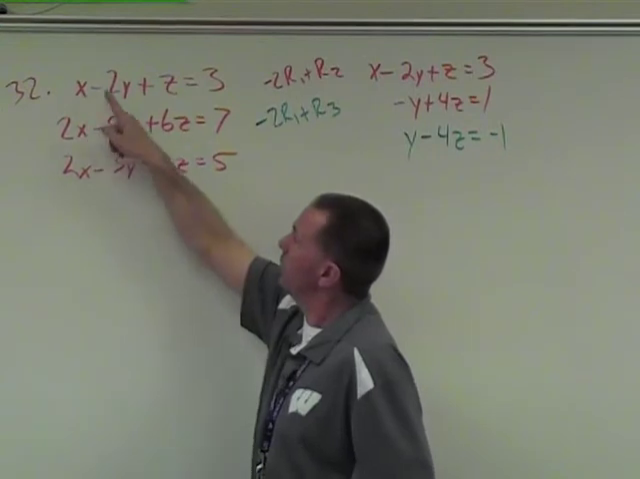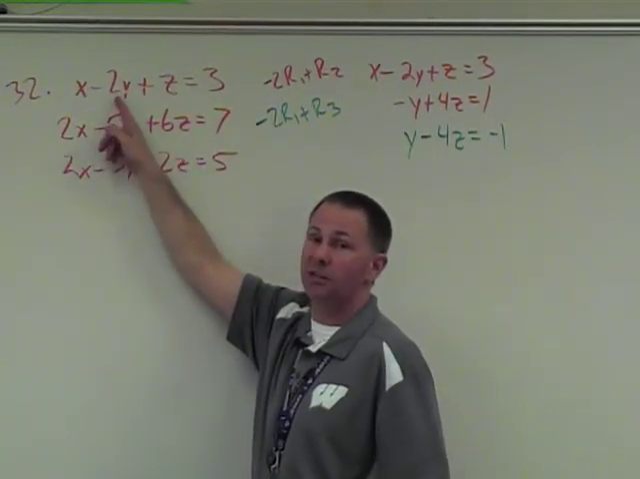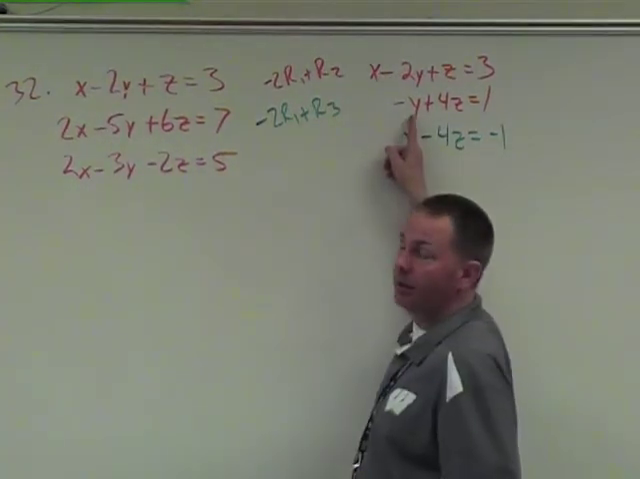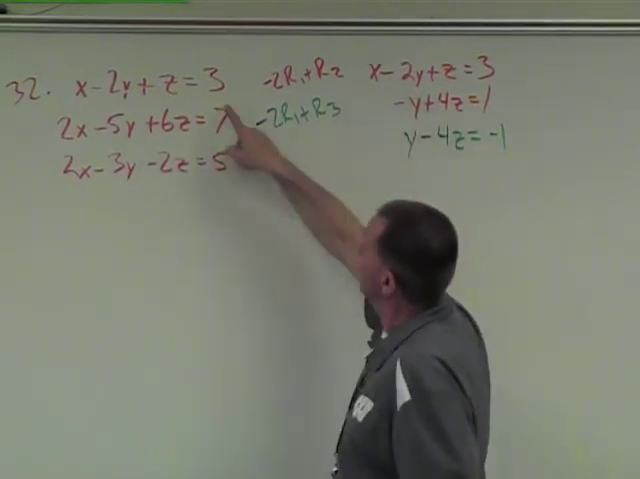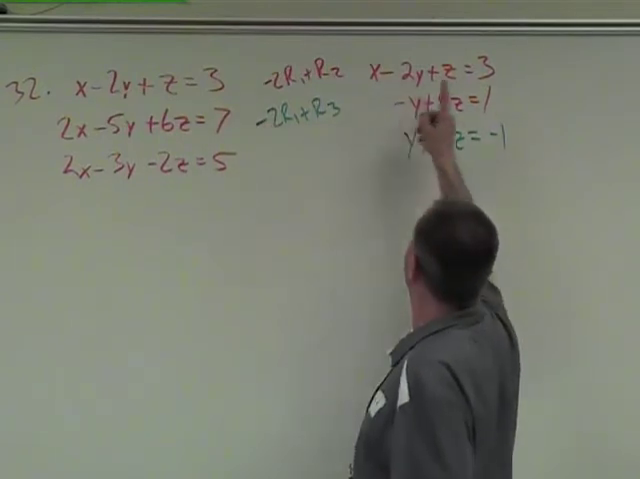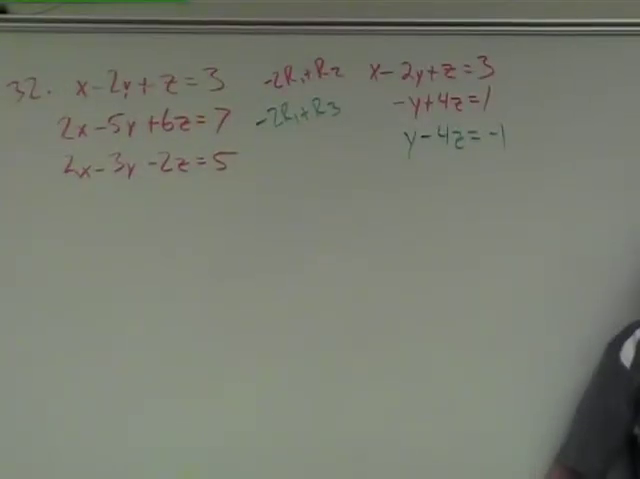Plus row 2. So -2 times each of these, plus this. So -2 times -2 is +4. Plus a -5 is -y. -2 plus 6 is 4. -2 times 3 is -6. -6 plus 7 is 1. So you only multiply the first row and then add to the next row.